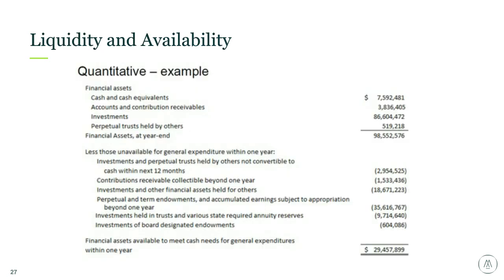Here's an example of a disclosure in which the entity begins with disclosing all financial assets and then removing those that are unavailable for general expenditure in the next year. So we start with $98 million and then reduce those assets for items such as investments held in trust or with others, long-term receivables, endowments, and board-designated endowments. With those items removed, the entity now shows financial assets available to meet cash needs for general expenditure within 1 year of $29 million. So this is the gross example.